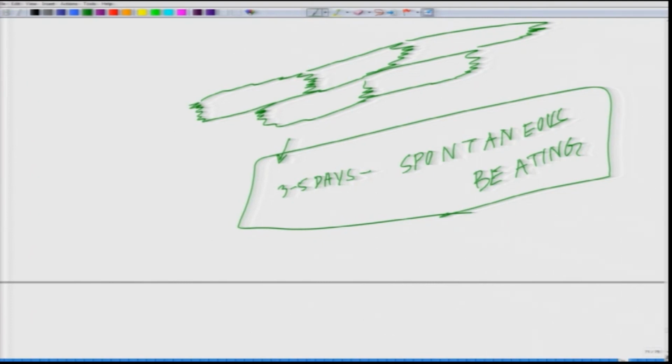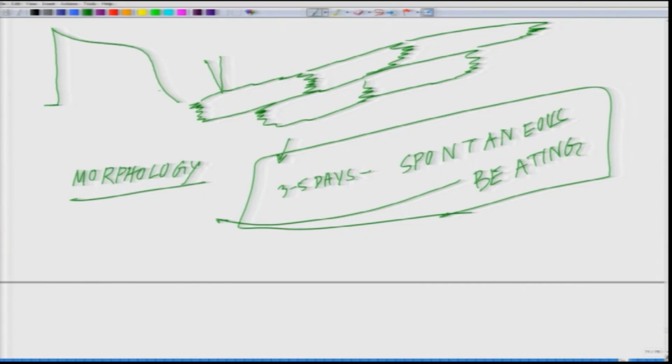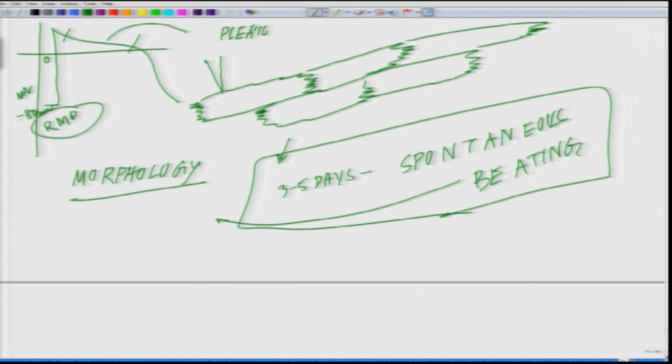Now, when they are spontaneously beating, first of all, as I mentioned in the previous class, you have to check the morphology, it should match, then spontaneous beating. Next, what are the features you have to keep in mind? You should do an electrophysiology to see whether they shoot the classic action potential or not. You remember that cardiac myocytes have this beautiful plateau-like action potential, and here it of course overshoots 0 millivolt, sitting at minus 80 millivolt resting membrane potential. RMP stands for resting membrane potential.